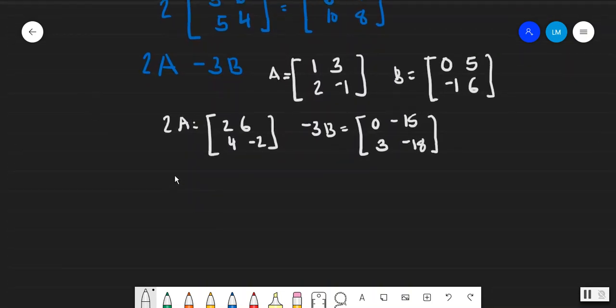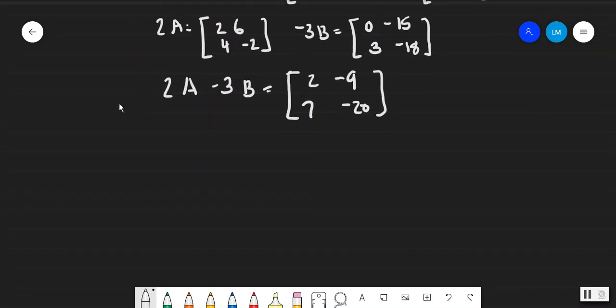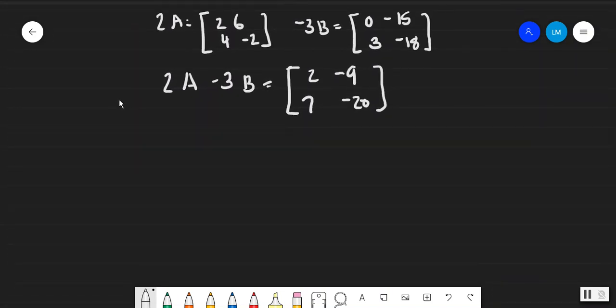So you just combine. When you do that, you're basically just adding. So 2 plus 0 is 2, 6 minus 15 is -9, 4 plus 3 is 7, and then -2 minus 18 is -20, and that's it. Okay, so that means that linear combinations of matrices definitely does work in this case.